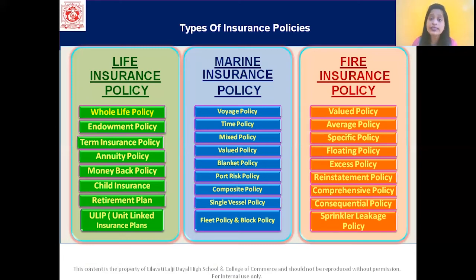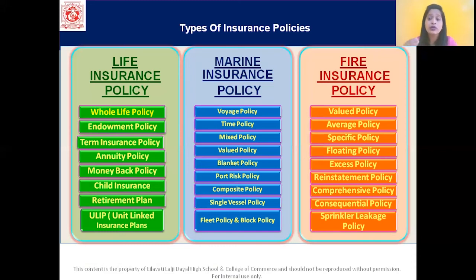Next one is reinstatement policy. Herein the insurer, students, undertakes to replace the loss that has been caused by fire. Next one is comprehensive policy. This policy covers a lot of risk under a single policy. So it is comprehensive, many risks under a single policy. Then you have consequential policy. This includes loss of tangible and intangible goods. So consequential can be a tangible good or an intangible good as well.